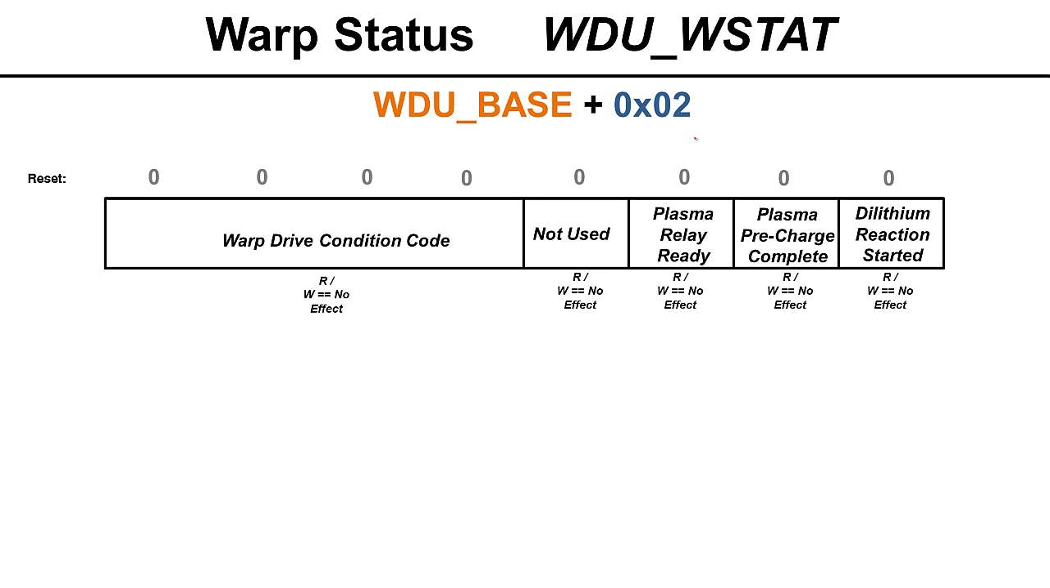Next, we might have a status register. The whole idea of a status register is not to write anything. It doesn't control anything. It's to read the state. So we can look to see if the dilithium reaction started, if our plasma relay is ready. There might be, for example, a condition code. In this case, we have a warp condition code. It may say the warp drive is not ready. Maybe there's a coolant leak that you want to report with this code. And in all these cases, you notice they're read-only. Writing has no effect. So there we go.